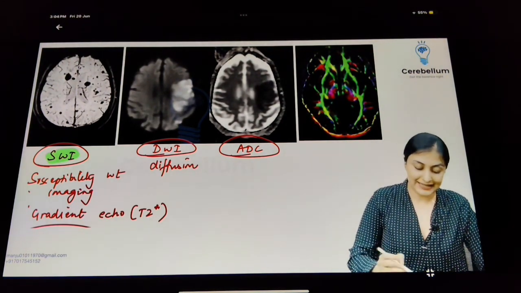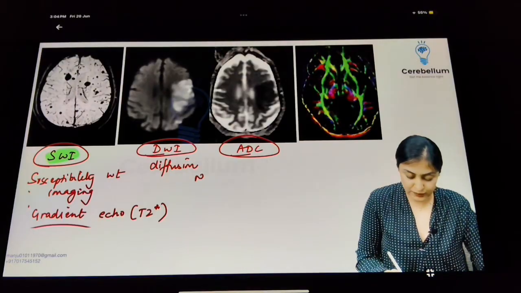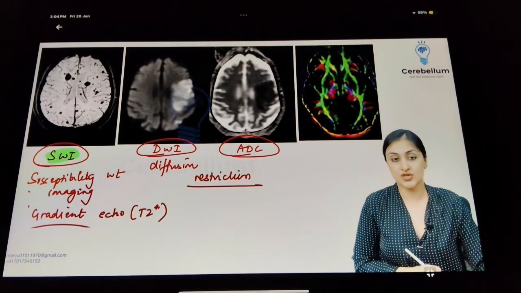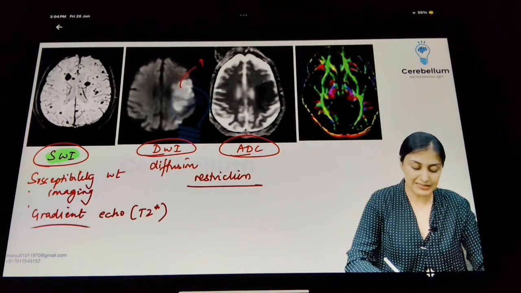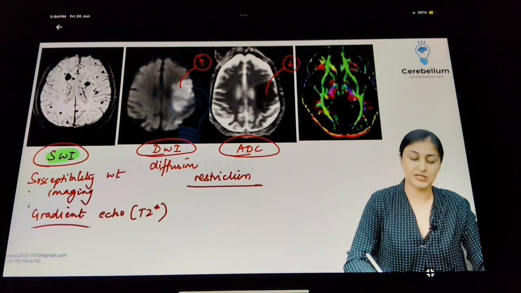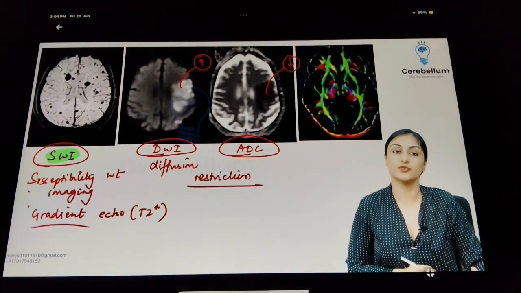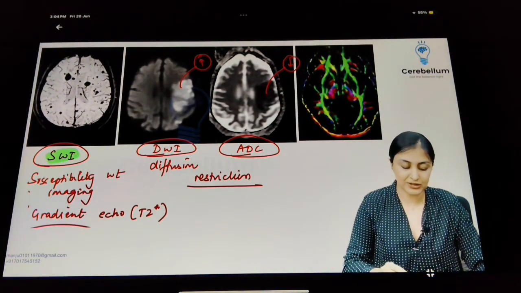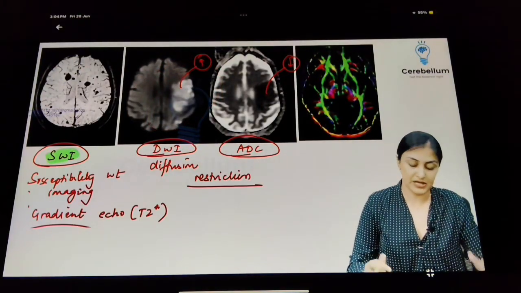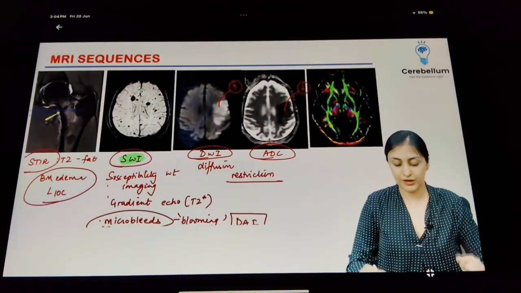So DWI, ADC. What I'm trying to pick up here is whether diffusion is restricted or not. If something is restricting, it will be hyperintense or white on DWI and hypointense or dark on ADC. That's what we call diffusion restriction. White on DWI, dark on ADC. At your level, you can also remember white on DWI is diffusion restriction. Now the big question is, who will restrict diffusion? For that, I need to teach you the concept.